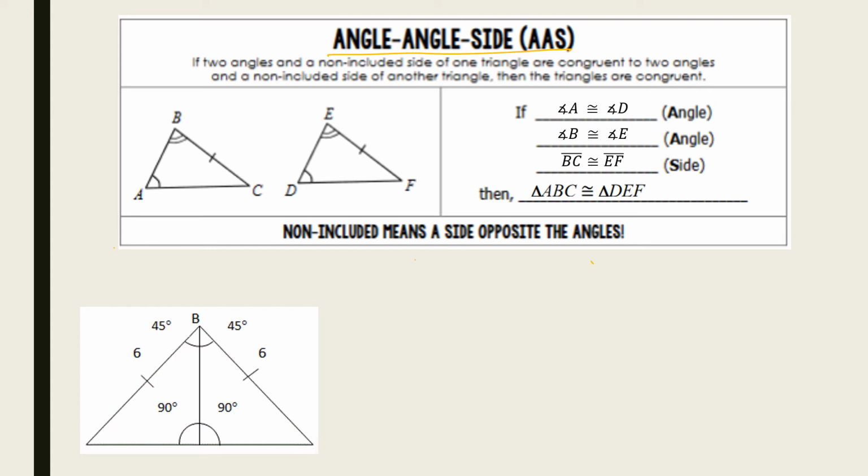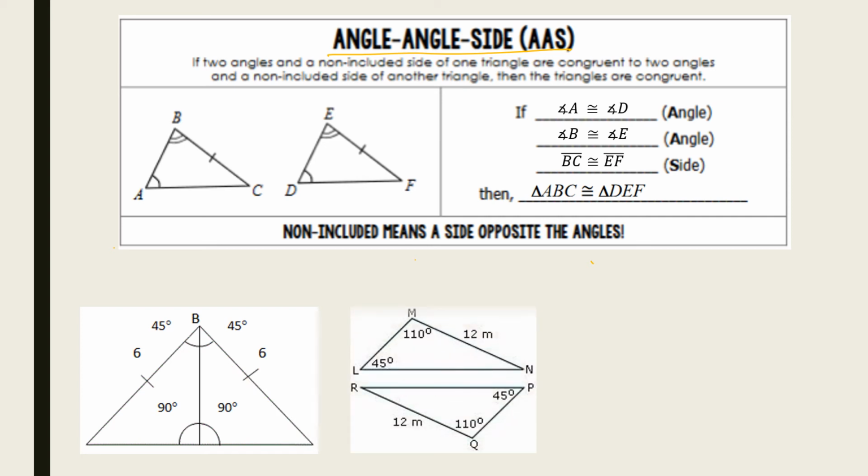Ooh, this is a perfect example to show this. If you wanted to do that, start here: you go angle, skip the tick mark, skip the arc mark, and then land on the side. Not okay. Remember, you cannot have two skips. All right, let's keep going.